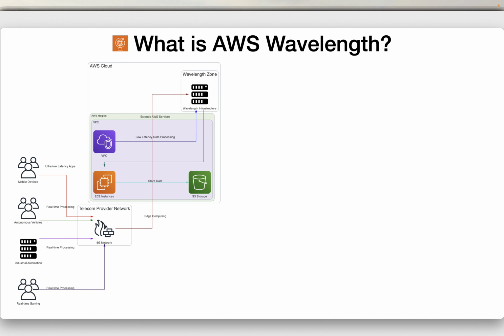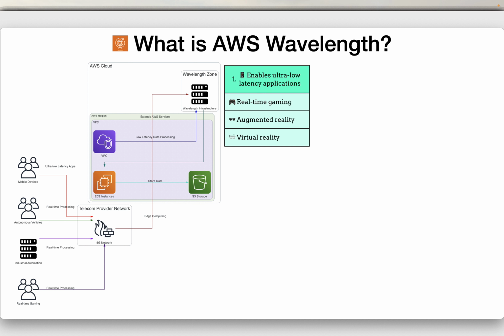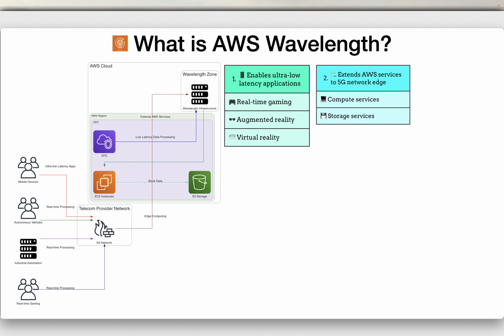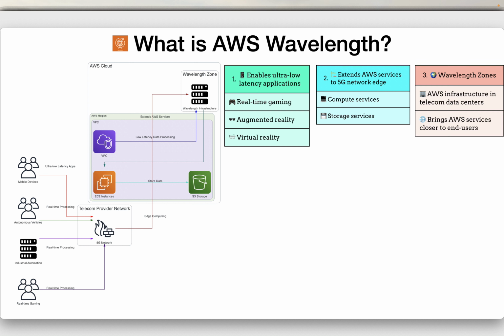What is AWS Wavelength? AWS Wavelength is designed to support applications that require extremely low latency for mobile devices and end users, making it ideal for use cases such as real-time gaming, augmented reality, and virtual reality. Wavelength allows developers to deploy applications that require low latency and a connection to AWS services in the region by extending AWS compute and storage services to the edge of telecommunications provider 5G networks.